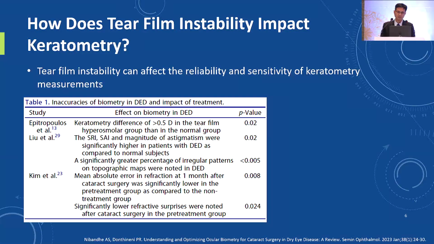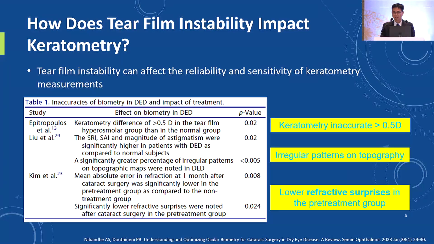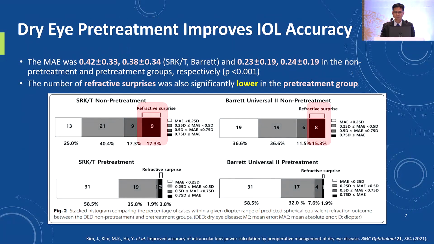So how does tear film stability impact keratometry? There is accumulating evidence demonstrating that keratometry measurement may be inaccurate, by greater than 0.5 diopter. Also, an irregular corneal topography pattern may appear, and especially when we treat the patient beforehand, we can lower the refractive surprise in the pretreatment group. This is another study also pointing out that when we pretreated dry eye patients before cataract surgery, the mean absolute error significantly decreased from 0.42 to 0.23 diopter after surgery. Also, the number of refractive surprises was significantly lower in the pretreatment group.